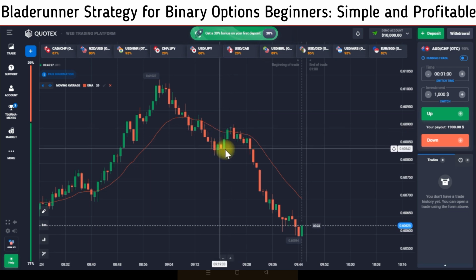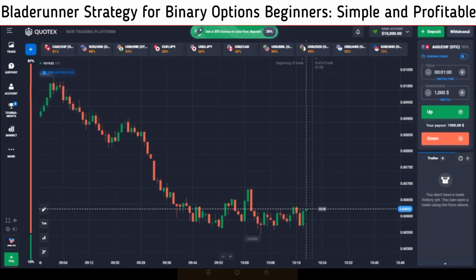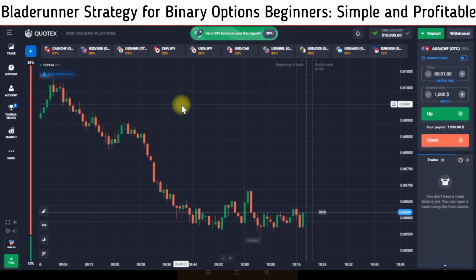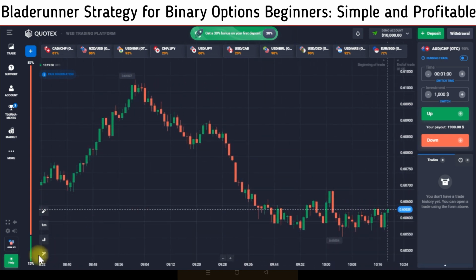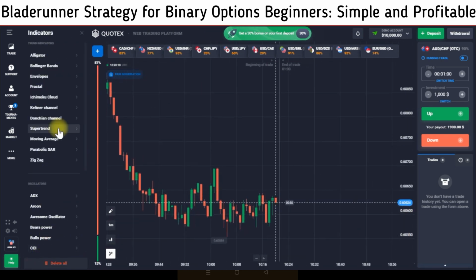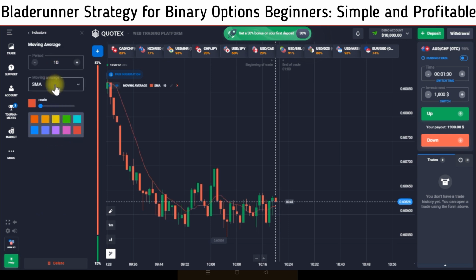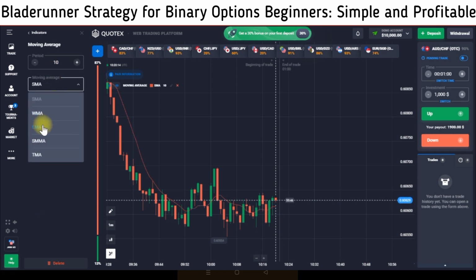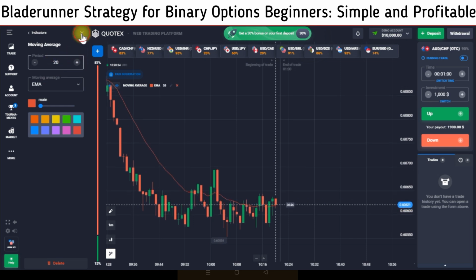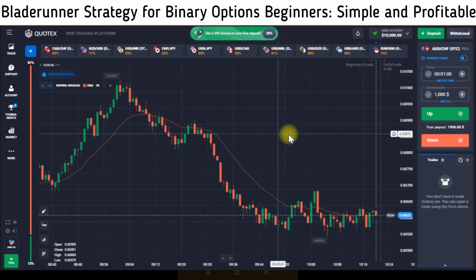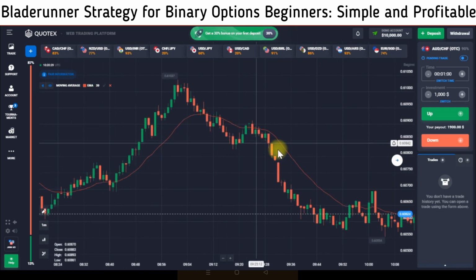Now that we know the principles of the Bladerunner trading strategy, let us look at how we can apply it in Quotex to begin trading with it. You can achieve this by navigating to the indicators tab in Quotex, then scrolling to find moving averages. Under moving averages, choose EMA and change its period to period 20. The EMA will be plotted onto your chart with a visual representation that shows a line cutting through price.